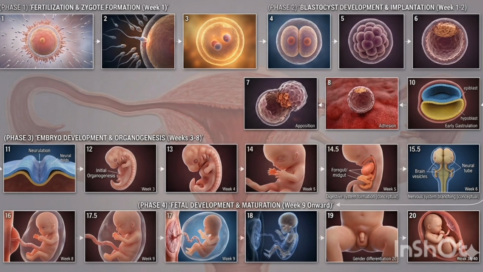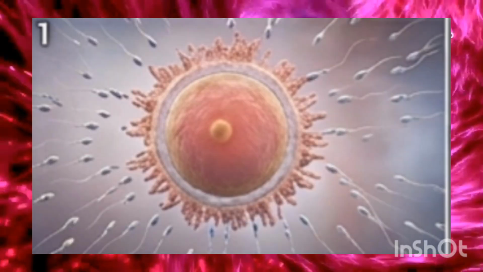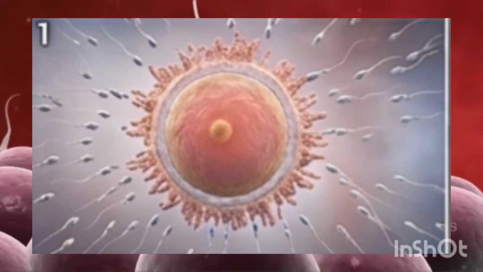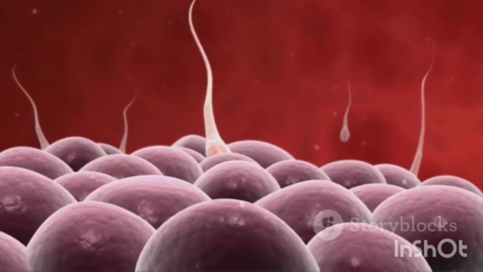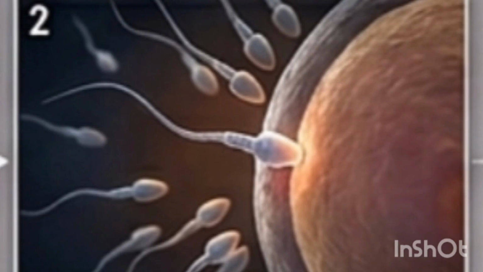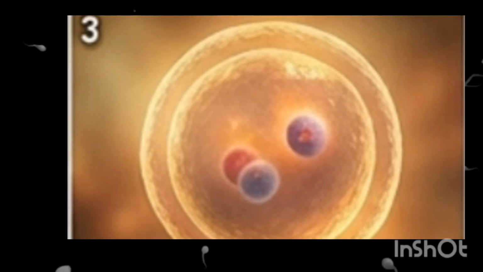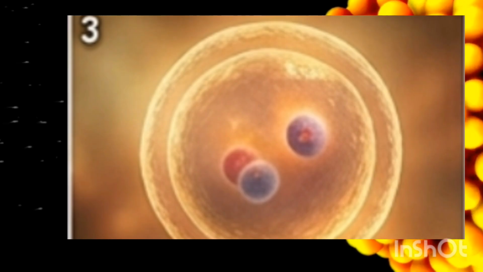The journey of a human life begins with a remarkable event called fertilization. This is when a sperm cell carrying the father's genetic material meets an egg cell carrying the mother's genetic material. The sperm and egg cells fuse together, creating a single cell called a zygote.